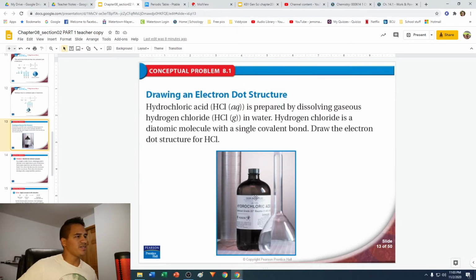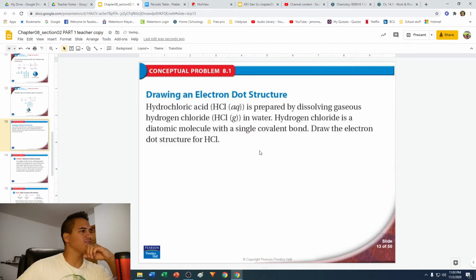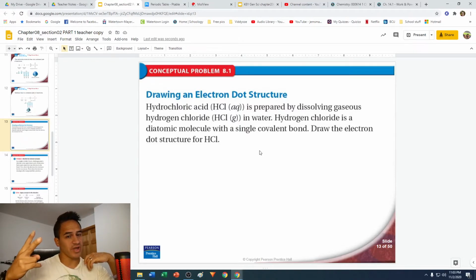All right. So let's take a look at an example here of just drawing out a molecule. So it says hydrochloric acid, HCl, is prepared by dissolving gaseous hydrogen chloride in water. Hydrogen chloride is a diatomic molecule. Diatomic means that there are 2 atoms. Okay, there's 1 hydrogen atom, 1 chlorine atom. And it has a single covalent bond. It says draw the electron dot structure for HCl.